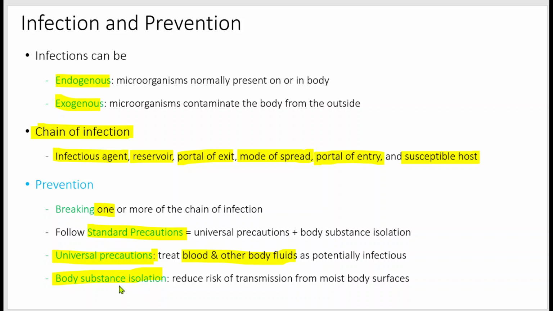And also body substance isolation, to reduce the risk of transmission from most body surfaces. And that's what standard precaution stands for, both of these two.